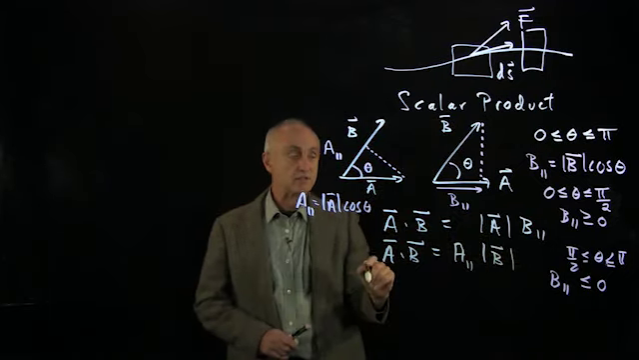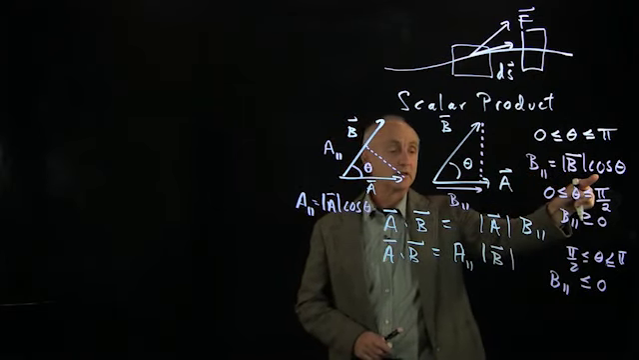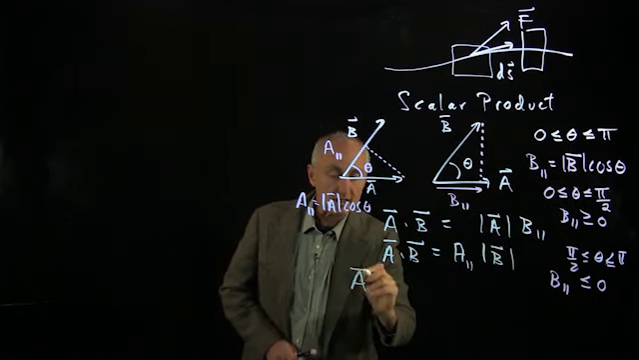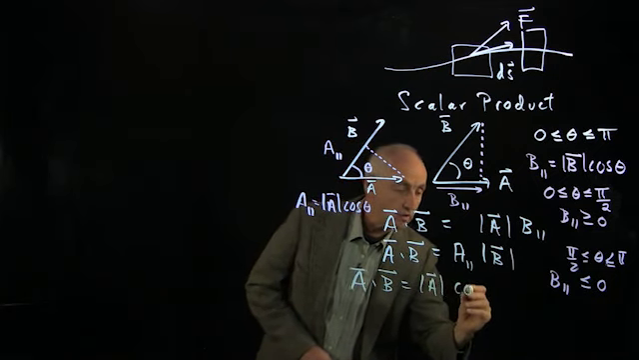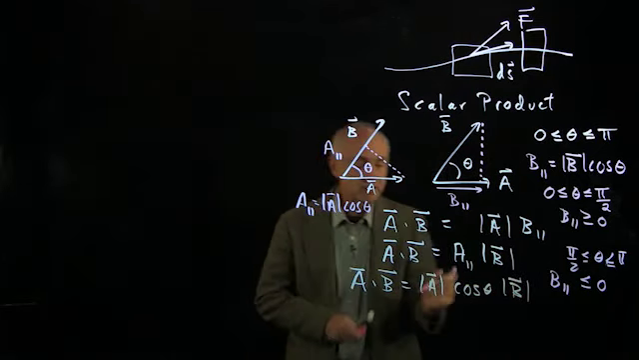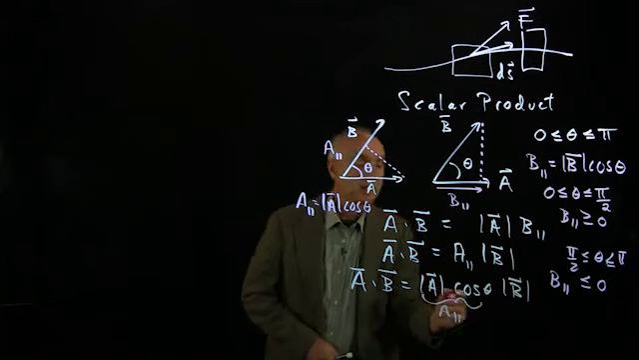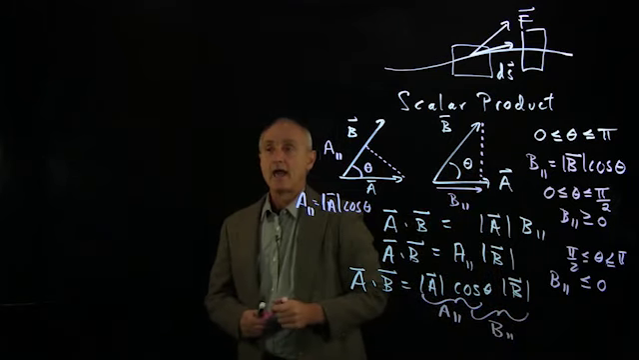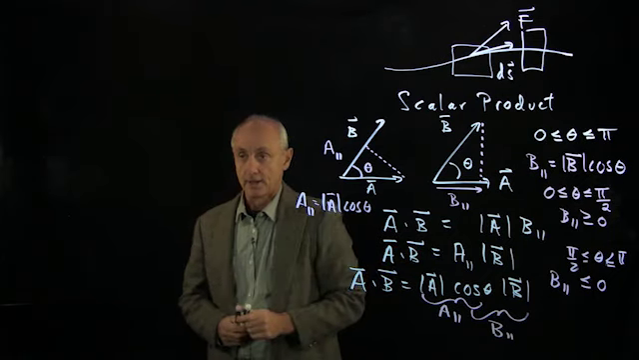Now, in both of these instances, because B parallel is the magnitude of B cosine theta, and A parallel is the magnitude of A cosine theta, what we're writing is that A dot B is the magnitude of A cosine theta times the magnitude of B. And now you can see that this quantity is A parallel, and this quantity is B parallel. And this is our geometric definition of a dot product.